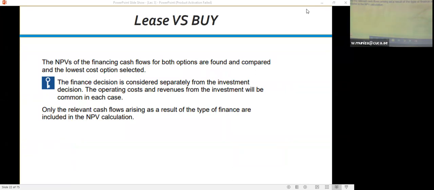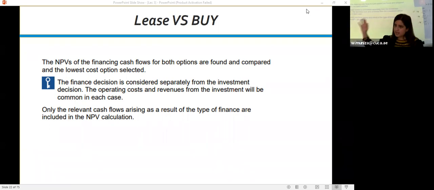They say the NPV of the financing cash flows for both the options are found and compared, and the lowest cost option selected. So in questions, you will be given both of the options. You have to calculate the NPV in the case of leasing and in the case of buying. And whichever is lower, whichever is most beneficial, you are going to go for that. The finance decision is considered separately from the investment decision. The operating costs and revenues from the investment will be common in each case.